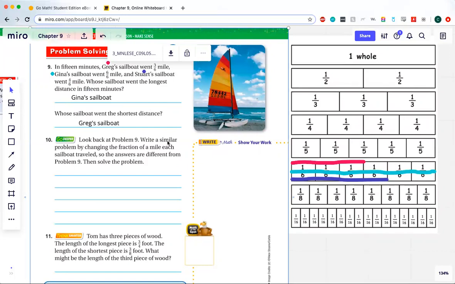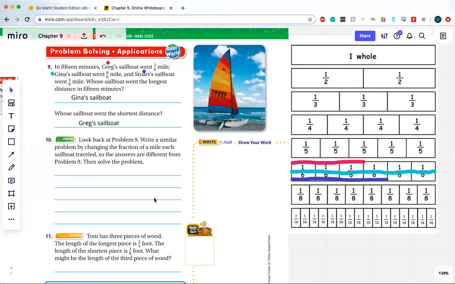Okay. All right, looking back at problem 9, write a similar problem by changing the fraction of a mile each sailboat traveled, so the answers are different from problem 9. So we get to make up our own problem here. Okay, so I'm going to go ahead and erase what I did earlier. So let's say that we're going to use, which number should we use? I'm going to use 5. So I'm going to say that everybody's mile is going to be cut up into 5 pieces.